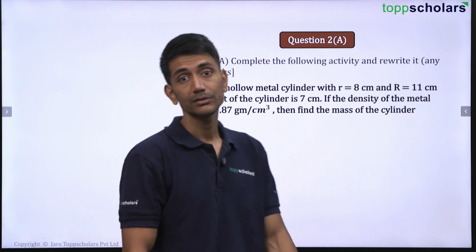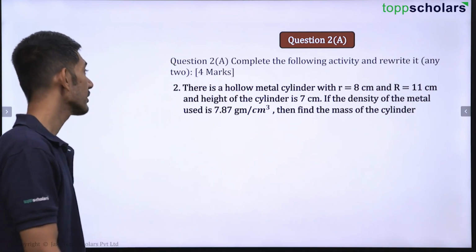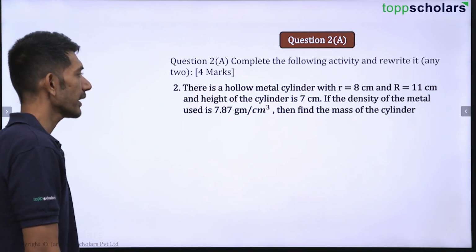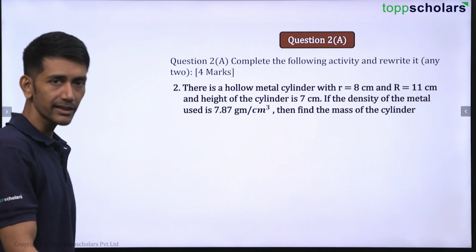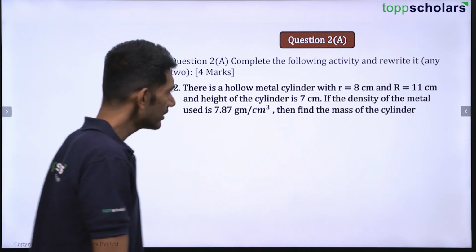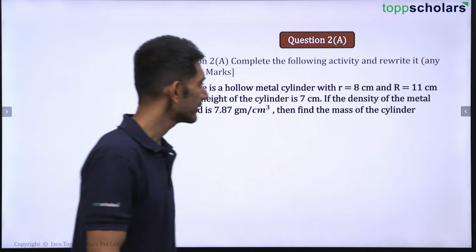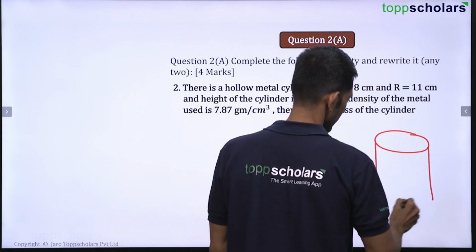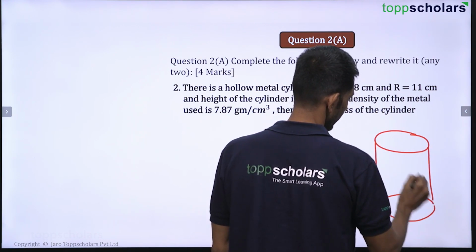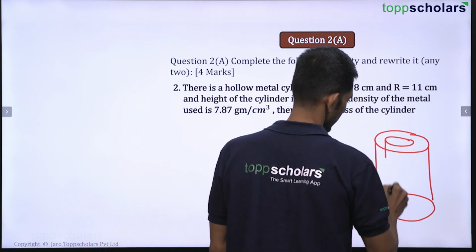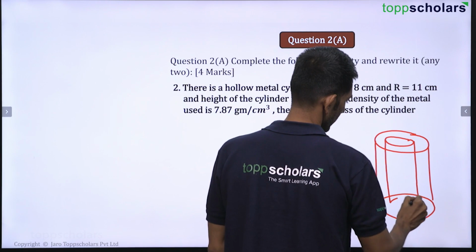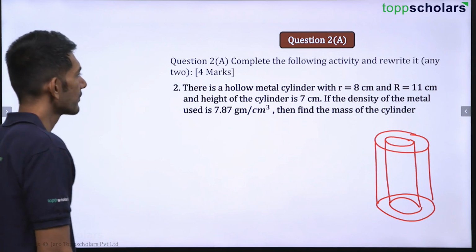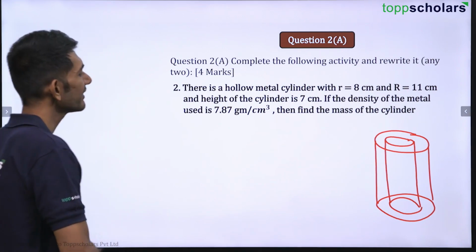Okay, now we have a question based on mensuration. Interesting, important. So there is a hollow metallic cylinder with radius 8 centimeter. So radius is what? 8 centimeter. And the other radius. Why are there two radii by the way here? Because there is a hollow metallic cylinder. That means what? The cylinder looks something like this. So there is a hollow metallic cylinder and radius is 8.